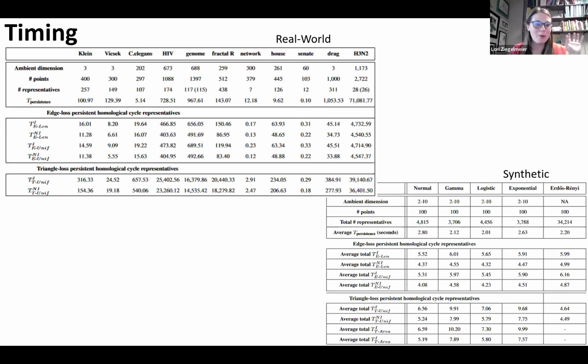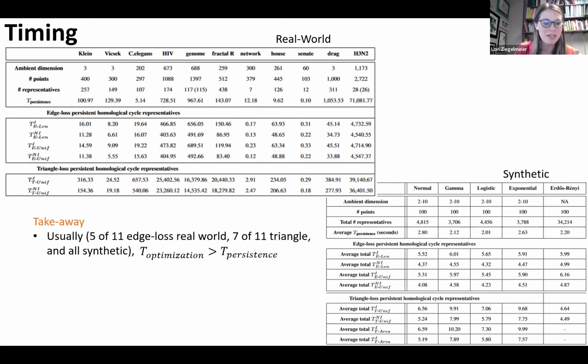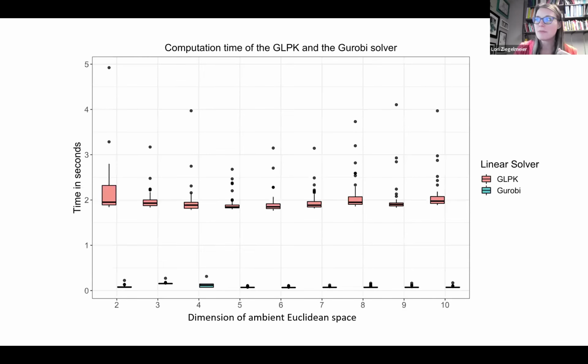Okay. So we did a whole bunch of comparisons on the timing, and some takeaways are that the optimization actually takes longer than the persistence, which perhaps is a bit surprising in a lot of the cases. The solver matters a lot. We used the Gurobi solver because the timing was much less for most of our experiments after doing this initial experiment.